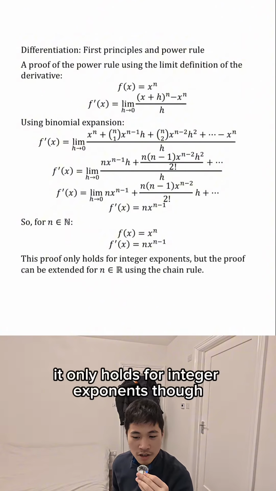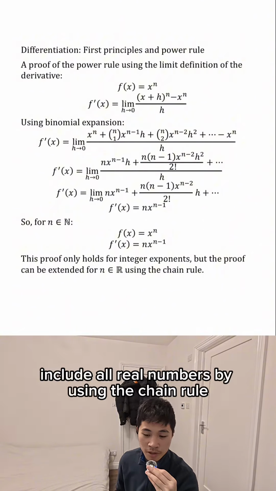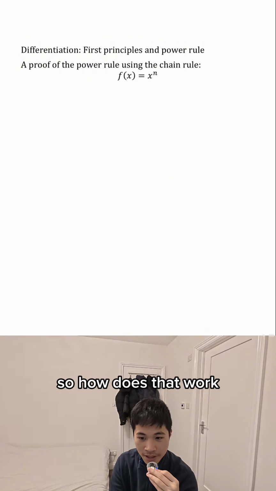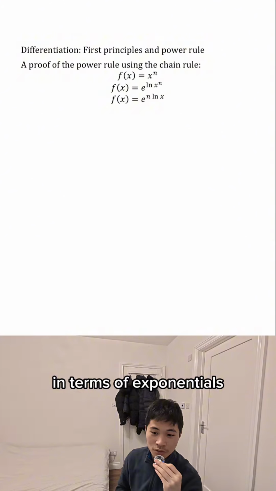It only holds for integer exponents though, but we can actually extend this proof to include all real numbers by using the chain rule. So how does that work? So first we need to rewrite x to the power of n in terms of exponentials.